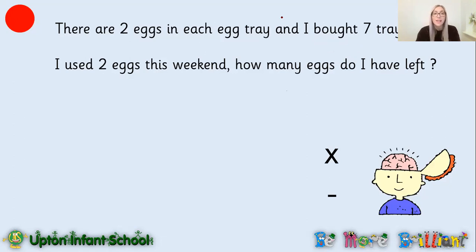And the next one, there are 7 eggs in each tray. There are 2 eggs in each egg tray and I bought 7 trays. I used 2 this weekend. How many eggs do I have left? So pause for this question. And then the last one, there are 5 eggs in each egg tray and I bought 2 trays. I used 9 this weekend. How many eggs do I have left?